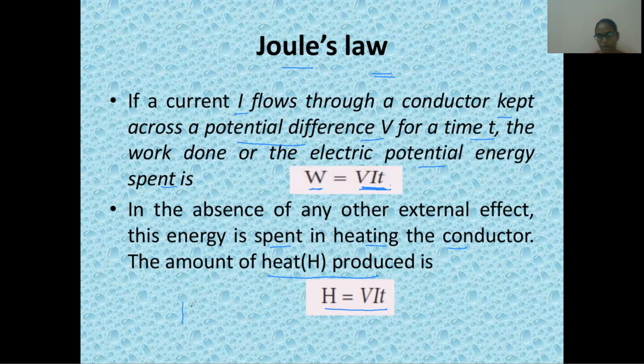We can also write this as H equals I squared R t. We can derive this from the previous expression. How, children? V is equal to I times R, from Ohm's law. Just apply this here. In place of V, I replace it with IR. So H equals I R times I times t. This I times I becomes I squared, so H equals I squared R t. So in Joule's law, the heating is directly proportional to these factors.